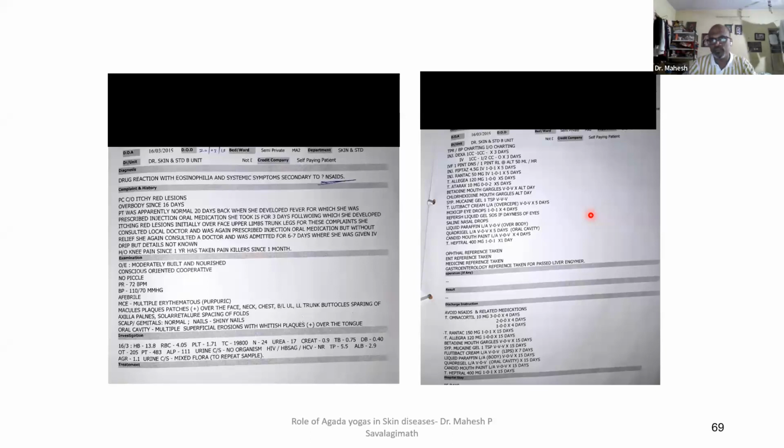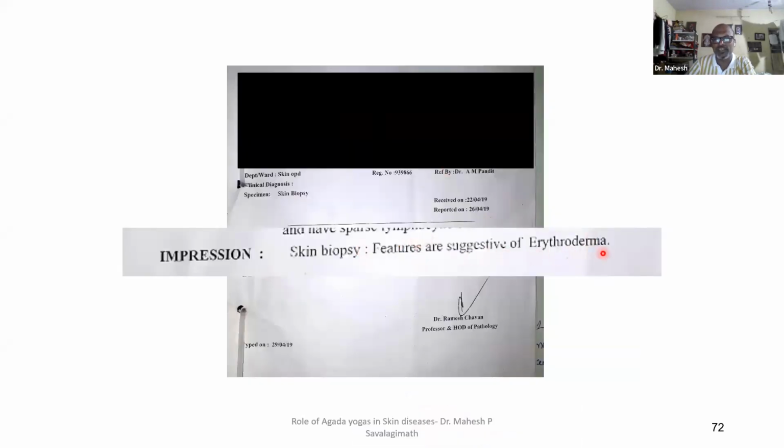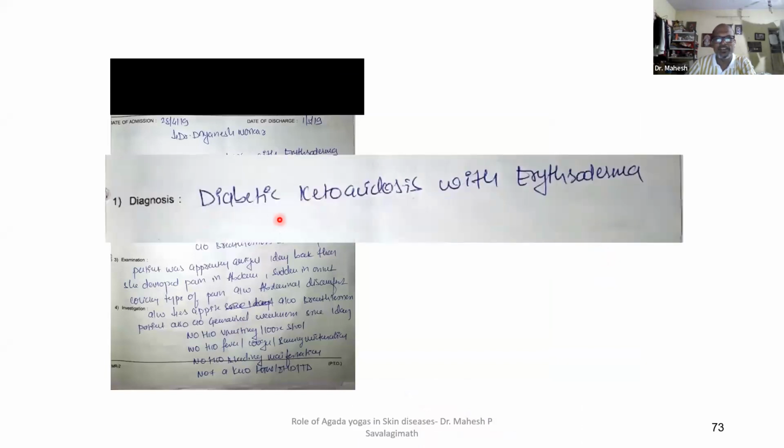Then she was taken to our modern hospital, where it was diagnosed as DRESS syndrome. Somewhere on biopsy, as per the morphology, it was diagnosed as erythroderma. I'm not good with modern medicine. She even had diabetic ketoacidosis, though she was non-diabetic. To treat that drug-induced DRESS syndrome, she was given huge doses of steroids continuously for, I think, 3-4 months.